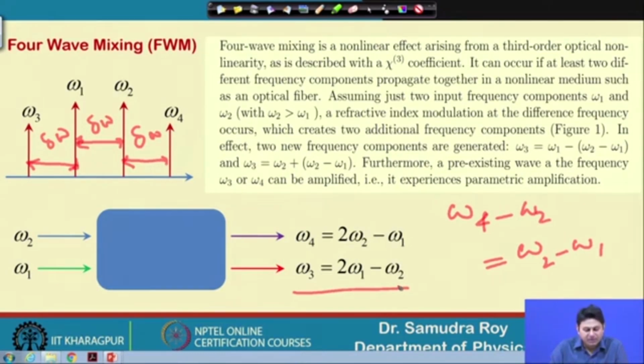But the thing is, if I launch two waves, omega 1 and omega 2, under third order nonlinearity, there is a possibility that it will generate two different frequencies, omega 4 and omega 3, with this relationship, with the same frequency spacing apart.